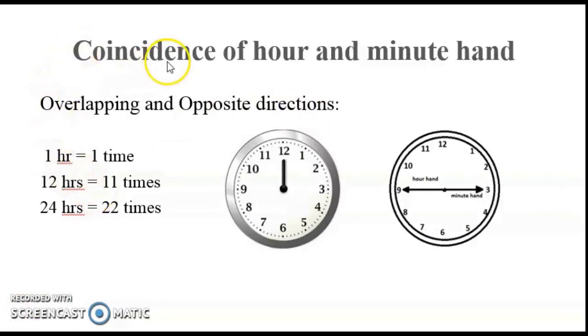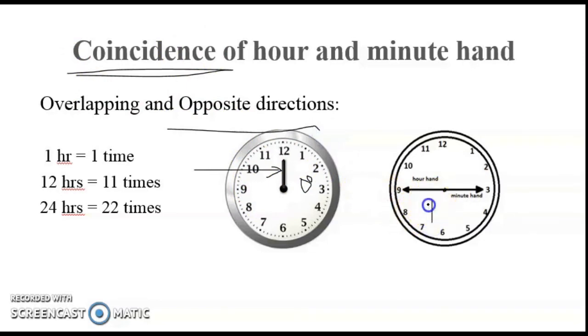Now coincidence of hour and minute hand. Coincidence basically means overlapping of hands, which is shown in this figure. Hour hand and minute hand are coinciding or overlapping, and the angle between them is 0 degree. And the opposite direction basically means they are in a straight line, and the angle made by these two hands is 180 degree.